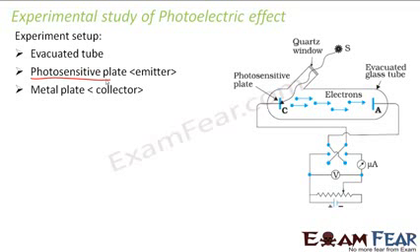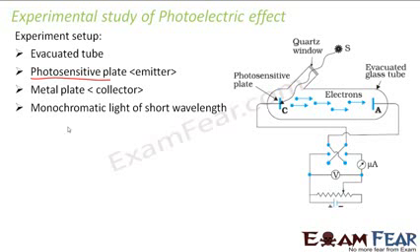There is another metal plate which acts as collector. So we choose this emitter in such a way that it is a little more photosensitive as compared to the other metal plate, right? So now we use a monochromatic light of short wavelength. Then we have a battery which maintains an electric field inside the tube, and maintains a potential difference between the two plates.